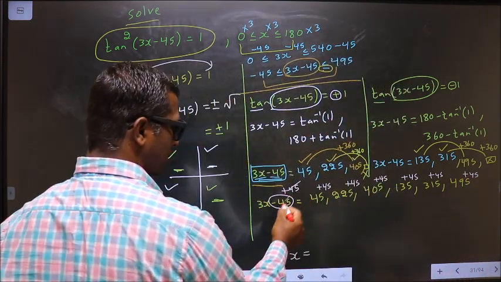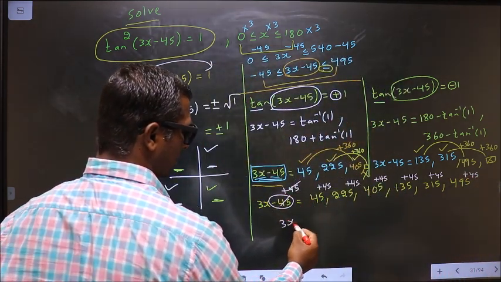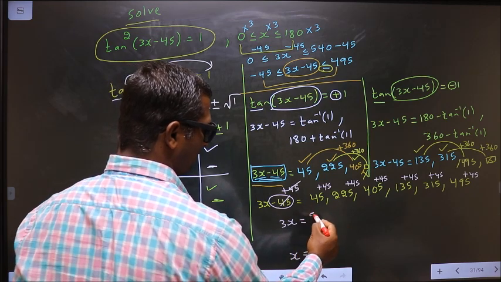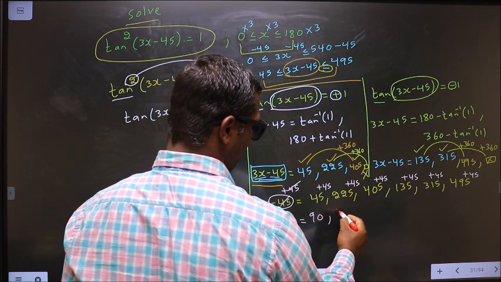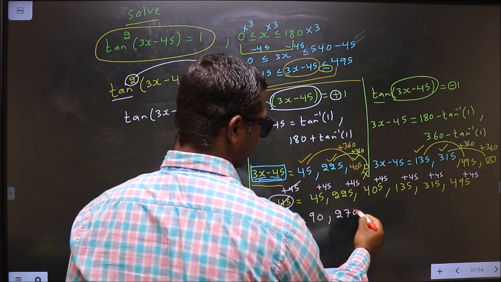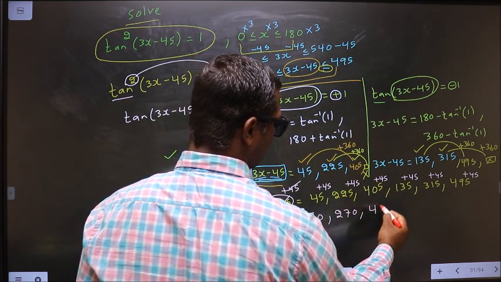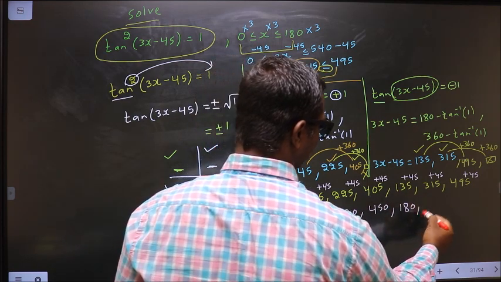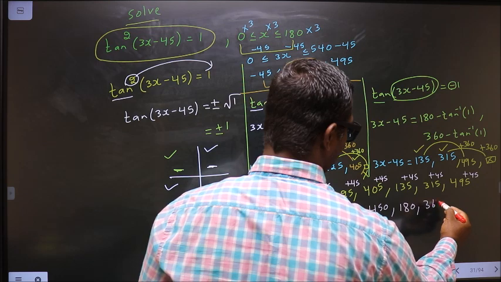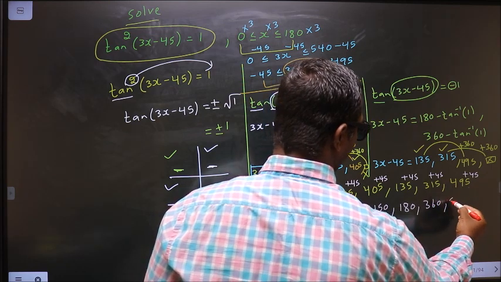So here this cancels out, I get 3x equal to 45 plus 45 is 90. 225 plus 45 is 270. 405 plus 45 is 450. Here I get 180. Here I get 360. Here it is 540.